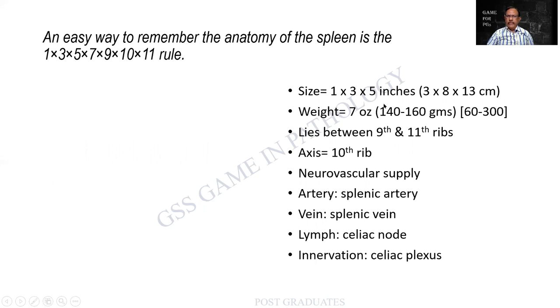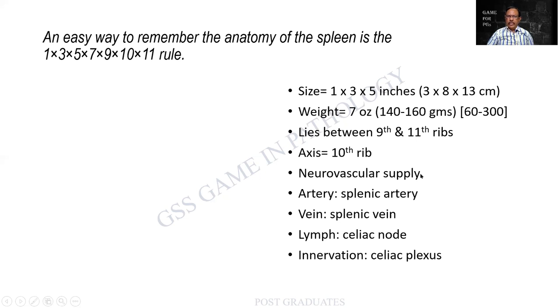The size is in inches. 1 into 3 into 5 inches. 1, 3 and 5. Weight is 7 ounces. 7 is over here. And it lies below the 9th, 10th and the 11th ribs. 9, 10, 11. And the main axis is formed by the 10th rib.